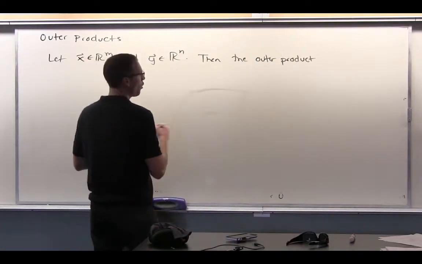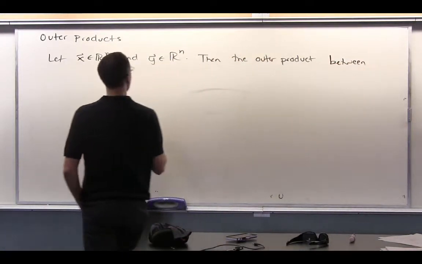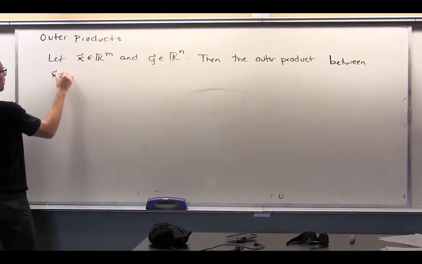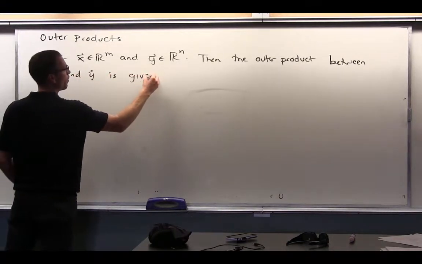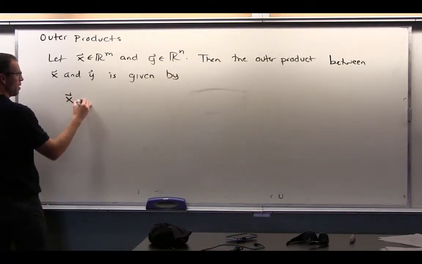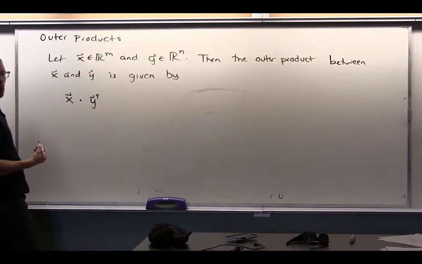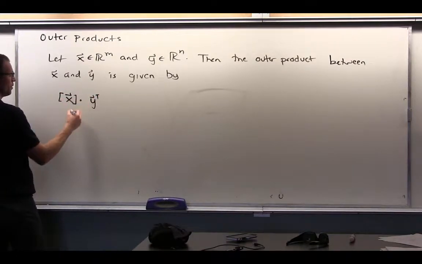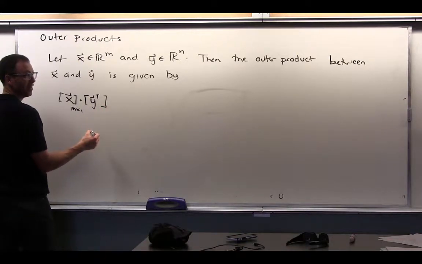So then the outer product between x and y is given by, do you remember what it was given by? x outer product y. How big was x there? M by 1. How big was y? Yeah, well, it must be the transpose, right?